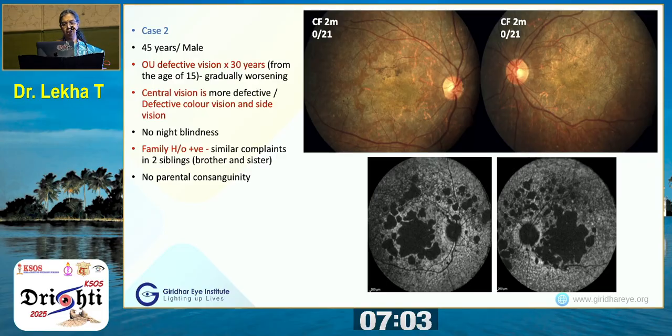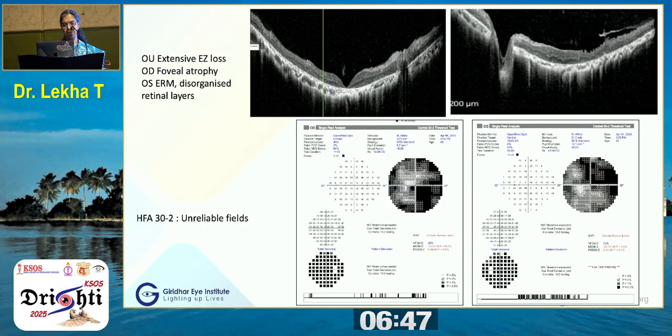He also had defective color vision and side vision. Family history was also positive, and we can see that both his vision and color vision are markedly reduced. Much more extensive fundus changes compared to the previous patient, and again on the autofluorescence, we can see extensive hypoautofluorescent lesions, extensive EZ loss on OCT, and significant field effect.